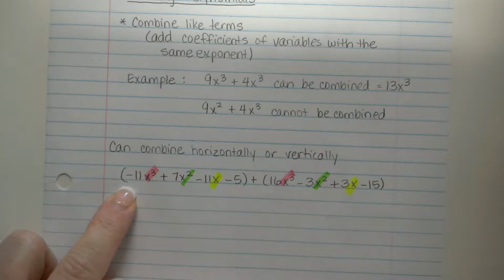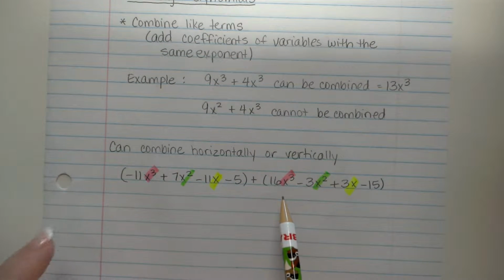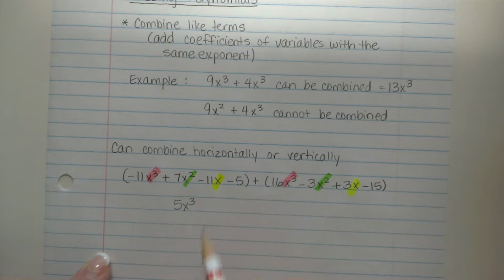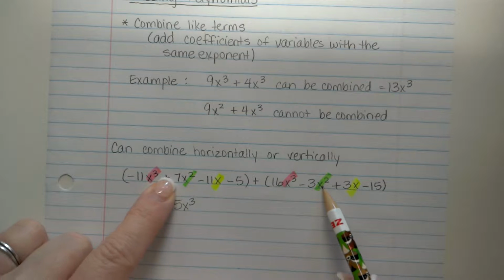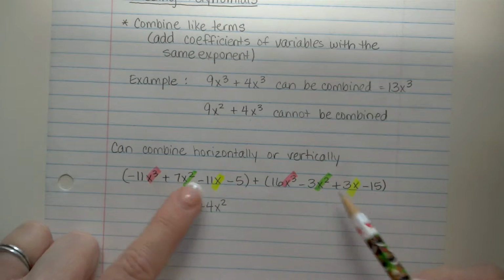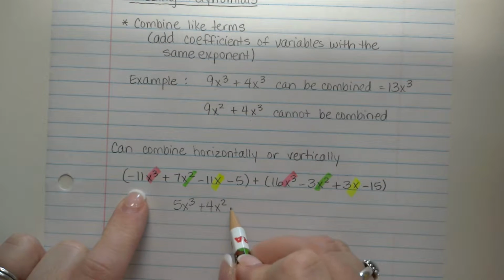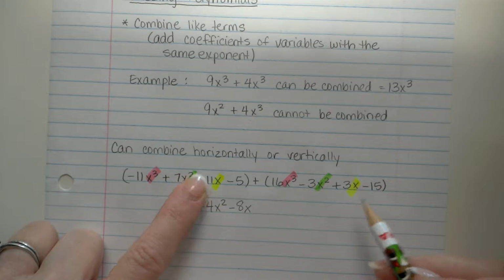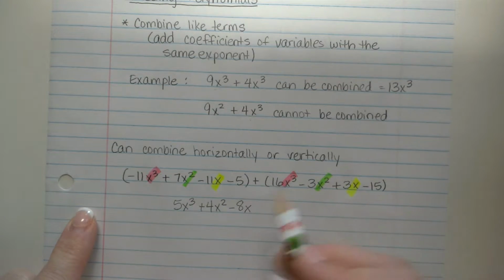So the negative 11 and the positive 16 will go together to get 5, and you have x cubes. That's how many x cubes you had. The positive 7 and the negative 3 gives you a positive 4 x squares. The negative 11 and the positive 3 gives you negative 8 x's, because that's what they are. That's the term. And negative 5 and negative 15 added together make negative 20.